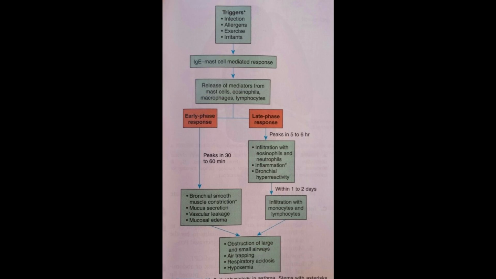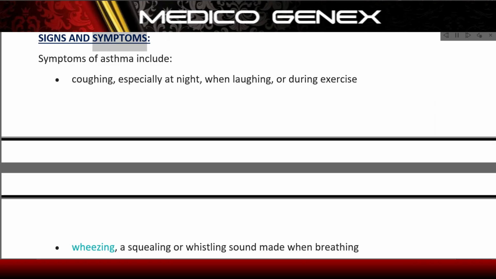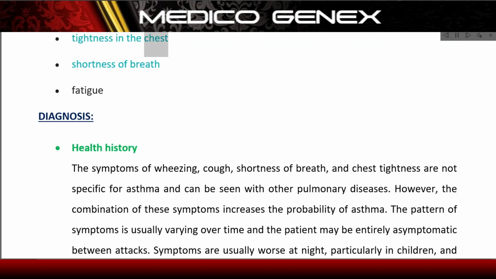Pathophysiology. Signs and symptoms. Symptoms of asthma include coughing, especially at night, when laughing, or during exercise. Wheezing, a squealing or whistling sound made when breathing. Tightness in the chest. Shortness of breath.